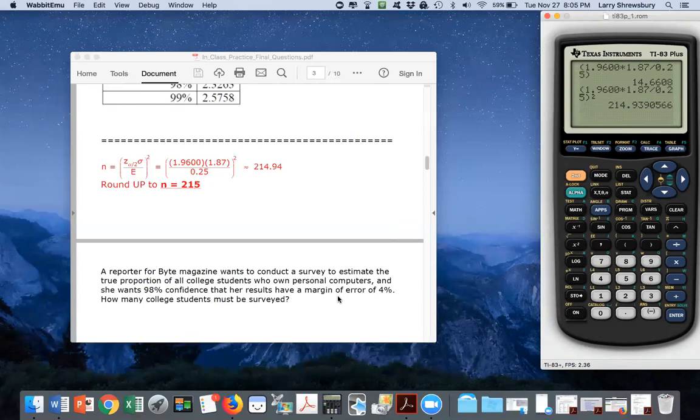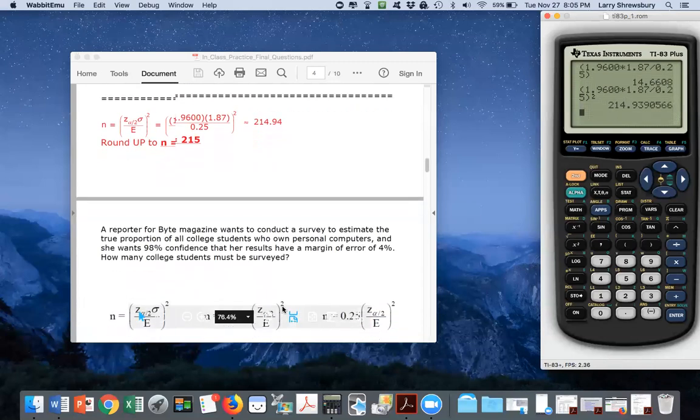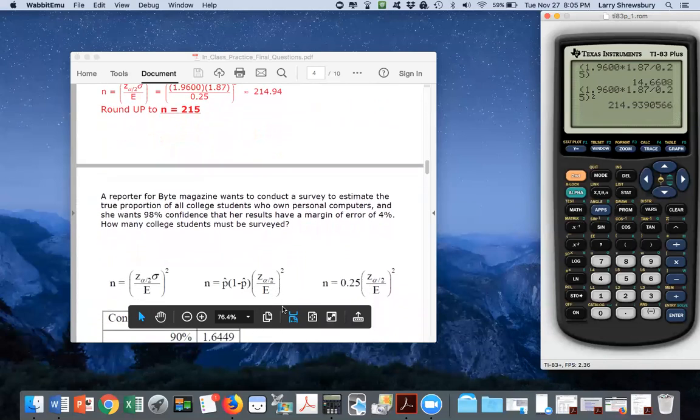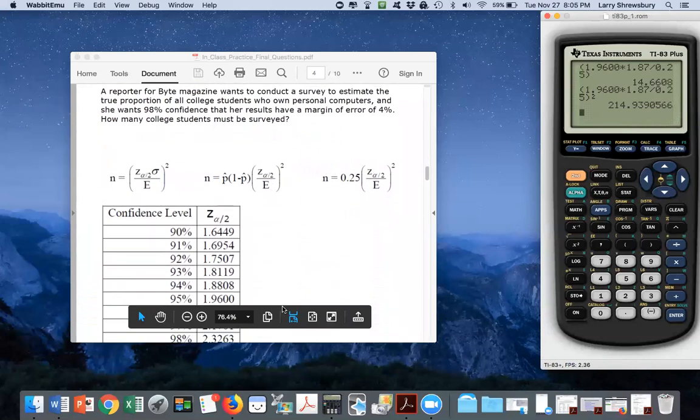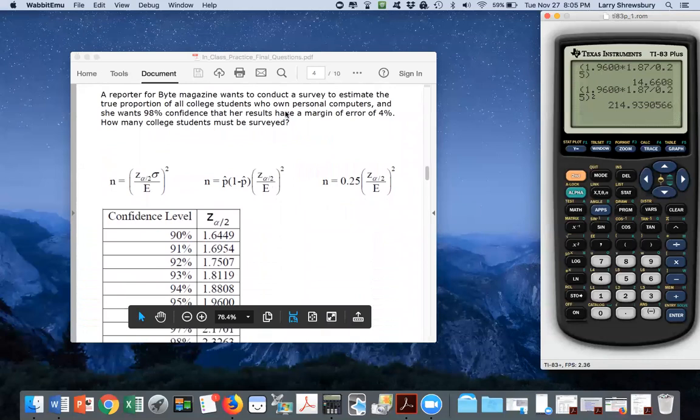What's the first question? What are they asking for? How many college students must be surveyed? Hey, that's how big the sample size needs to be. This is a sample size question. So it's going to be one of these formulas here. And we already answered what type of data it is. It's binary, so cross this one out. It's between these two. So the question is, do we have a p-hat or do we not have a p-hat? That's what determines it.